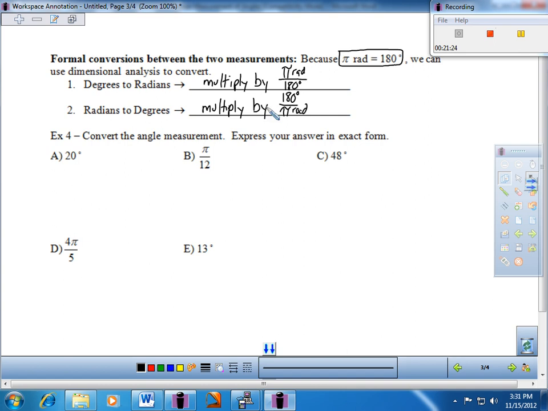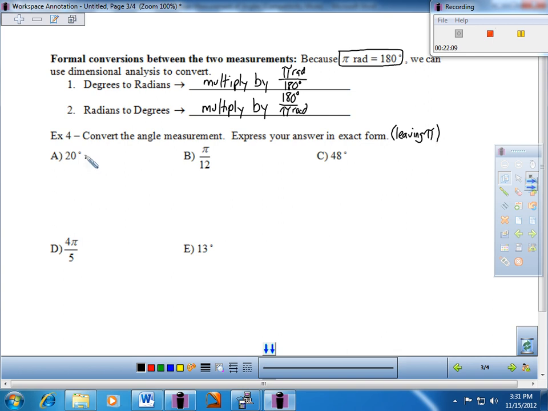So example 4 on your paper says convert the angle measurement, express your answer in exact form, and maybe make a little note here. Exact form, remember this from geometry, is leaving pi in there. So exact form is not letting the calculator approximate pi and getting a decimal approximation, but leaving pi in as an irrational number. So let's go for it.